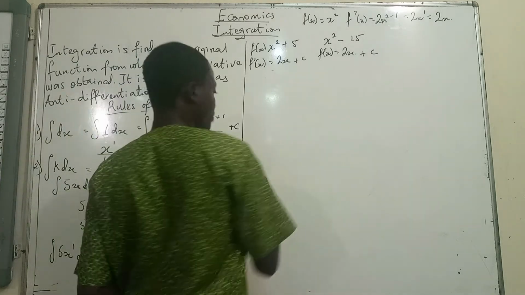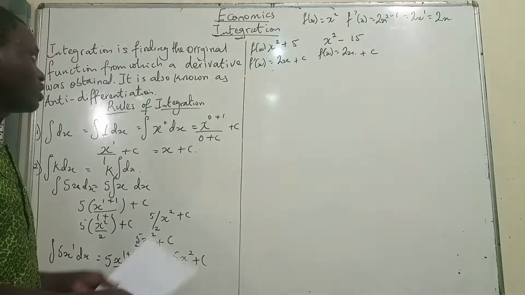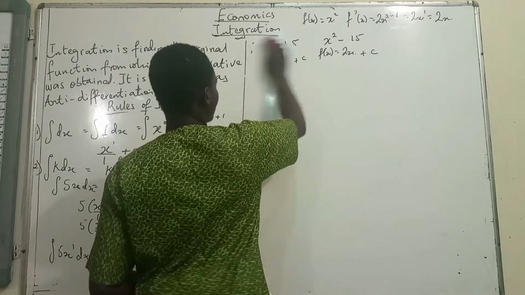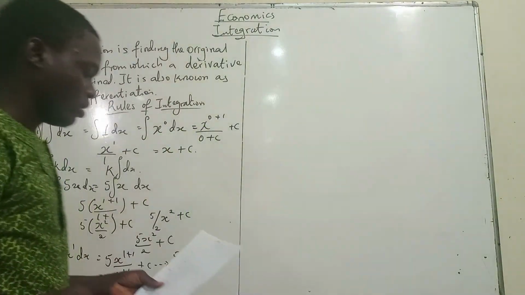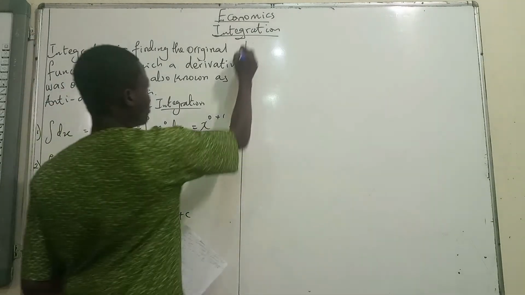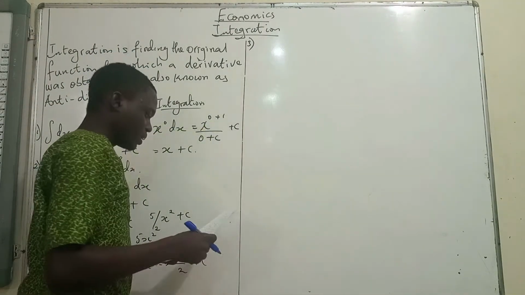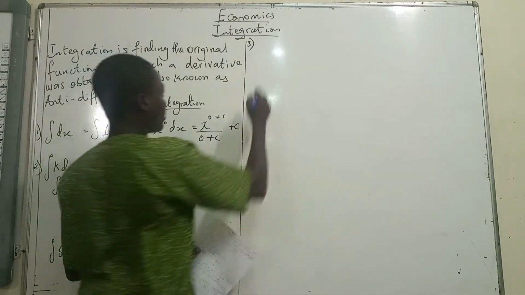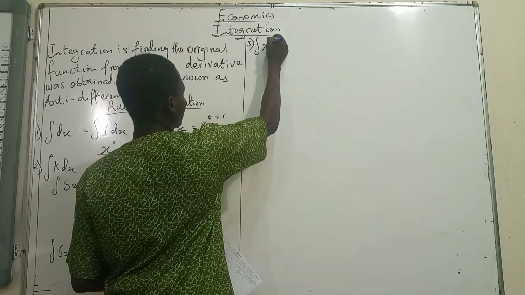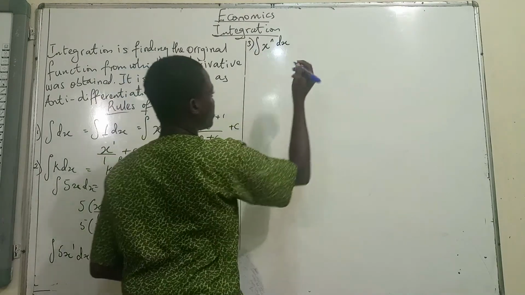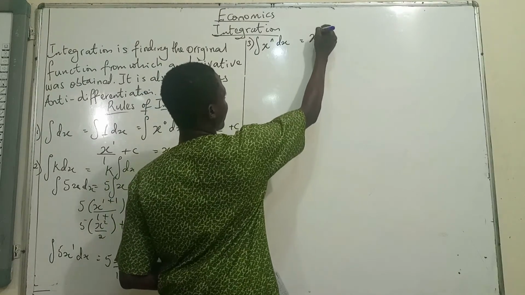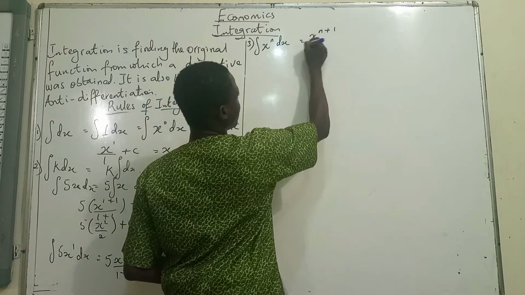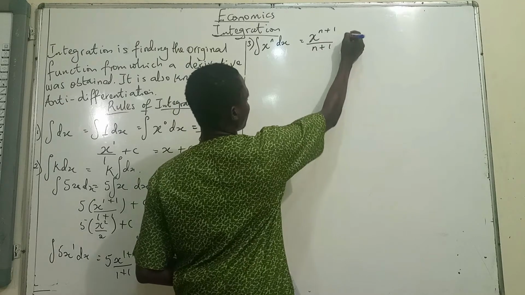Now let's go to the third rule. Now I need to rub off the stuff that I've written here. Okay, so we have rule 3. So what does rule 3 say? Rule 3 says that if you have integral x to the n dx, then by the time we integrate this, we'll have x raised to the power n plus 1 divided by n plus 1, plus c.